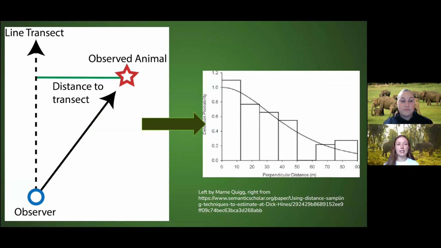So how this works is the observer walks, flies, or drives a line transect, and they observe an animal at a distance. They calculate the distance to that animal and the angle at which they are off of the line transect, and then they calculate the distance from the animal to the line transect. That is then turned into a histogram and a detection function. The area below the detection function is the number of individuals that the observer saw, and the area above is the animals that were likely there but not observed by the observer.